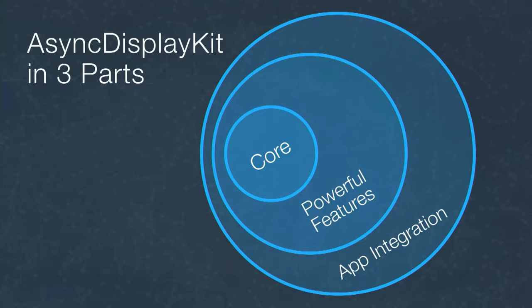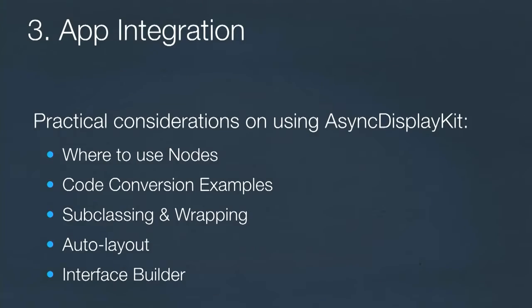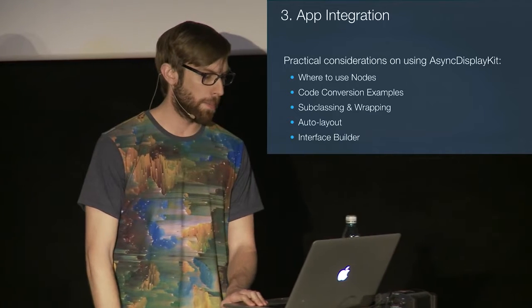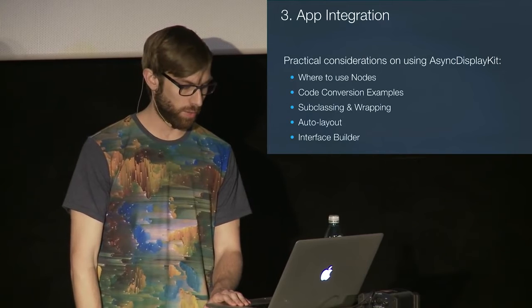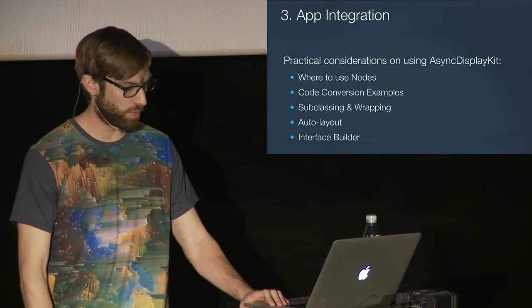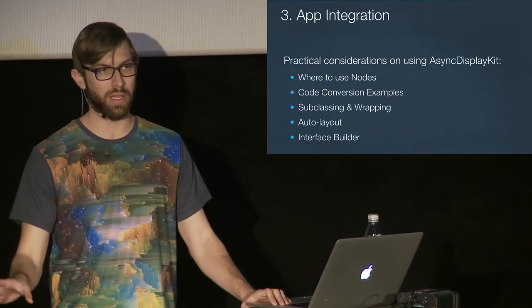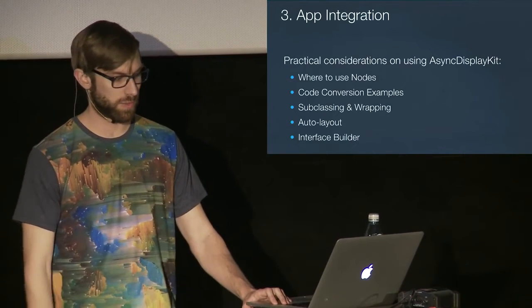Let's wrap up looking at app integration concerns. There are a number of different aspects to this. The first is a mental model of where you should use nodes. You shouldn't convert absolutely everything in your app. And we'll get into some code conversion examples so you can see what's required. Subclassing, wrapping, just very briefly, wrapping being existing UIKit components. How this works with auto layout and Interface Builder.